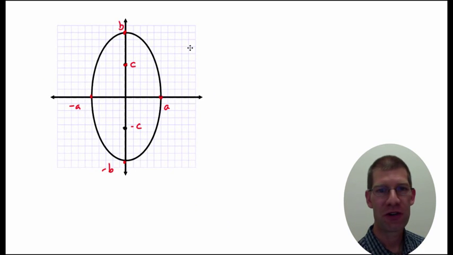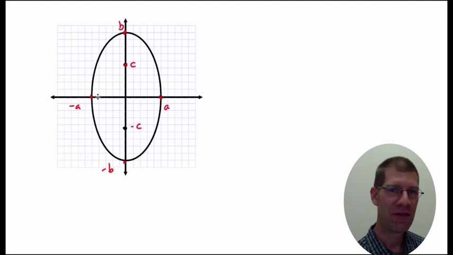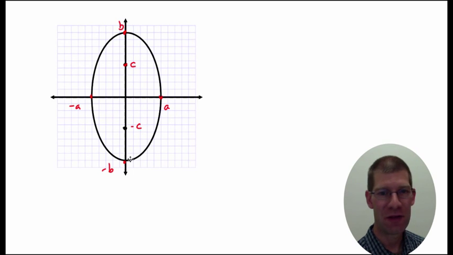But this here would be a vertical ellipse. You'll notice that a is still the largest x value, negative a then would be the smallest x. B is still the maximum y, negative b would be the minimum y, and now c is our foci, the positive one, negative c would be the negative foci.